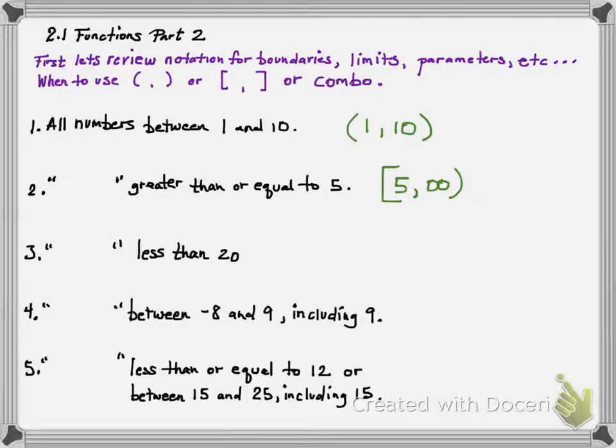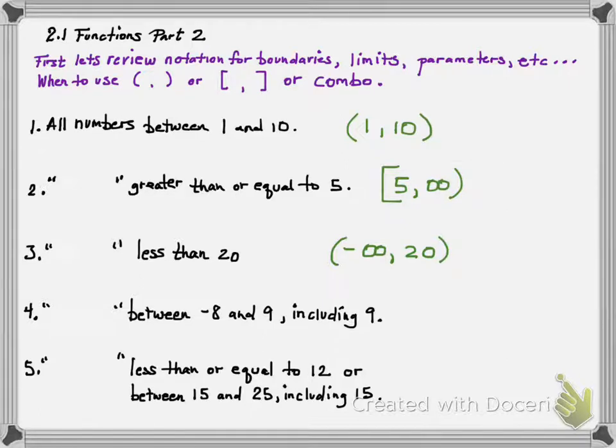All right, number 3, all numbers less than 20. Okay, that means I want 19, 18, 17.2, etc., and all the negative numbers too. All right, so we're going to negative infinity here, and we're going up to 20. And since it's less than 20, that means 19.99999, but we're not including 20, so parenthesis on the 20. And since you can never reach negative infinity, parenthesis on the negative infinity as well.